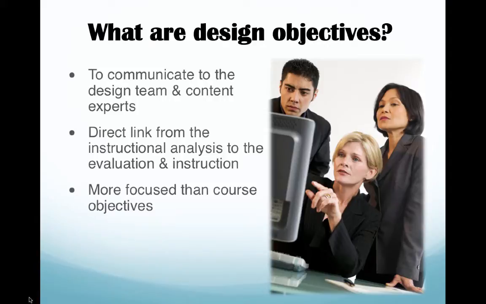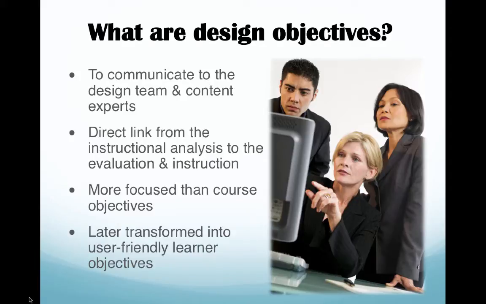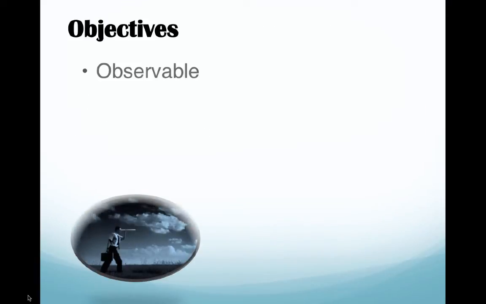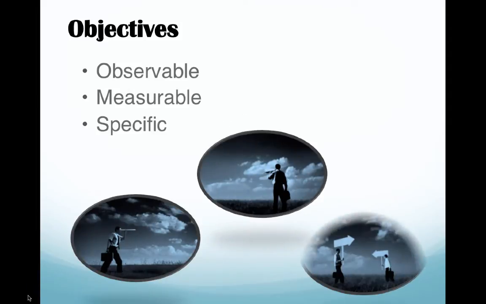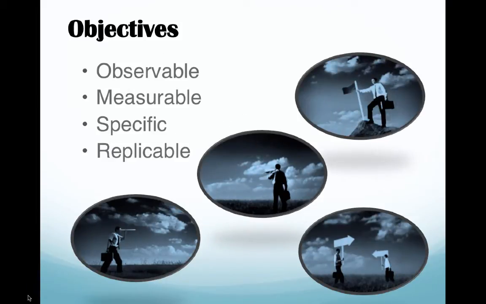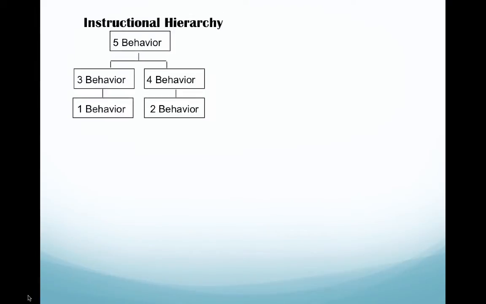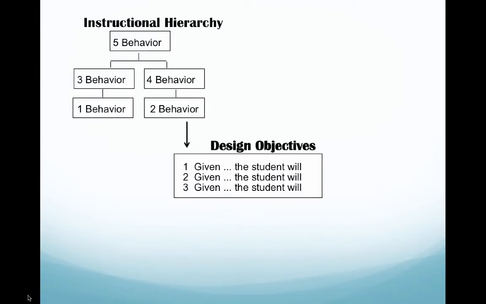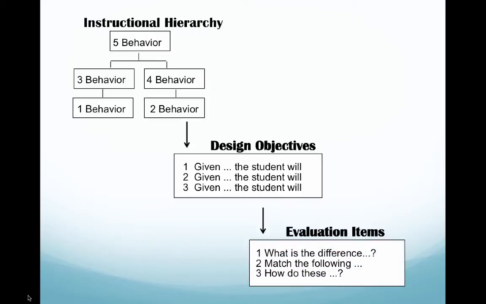They are more focused than normal course objectives. They're focused specifically on different parts of the instructional analysis. These are later transformed into user-friendly learner objectives. As you learned in Part 1, objectives need to be observable, measurable, specific, and replicable. You start with your instructional hierarchy, and working from there, each behavior becomes a design objective, and from each of your design objectives becomes an evaluation item.